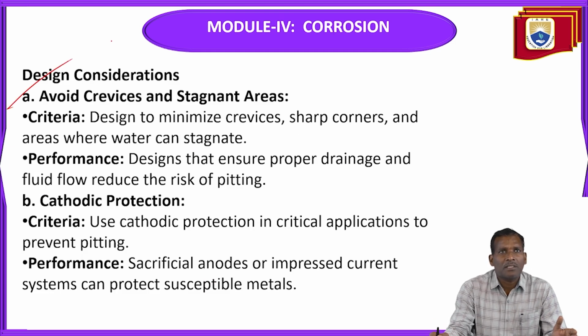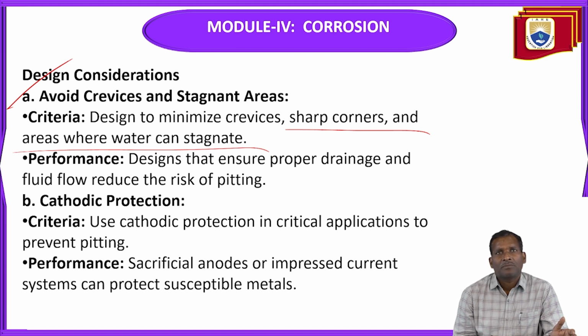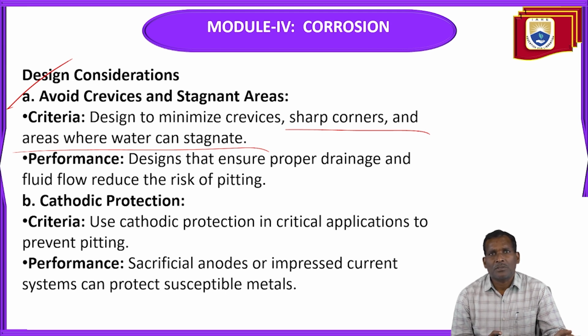So what are the design considerations? Avoid crevices and stagnant areas. The criteria is to design to minimize crevices, sharp corners, and areas where water can stagnate. So avoid those crevices and stairways at junction spots wherever water can stagnate. The performance is, designs that ensure proper drainage and fluid flow reduce the risk of pitting.